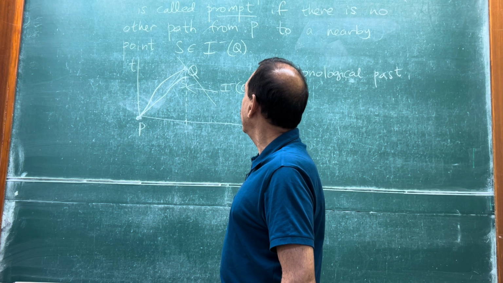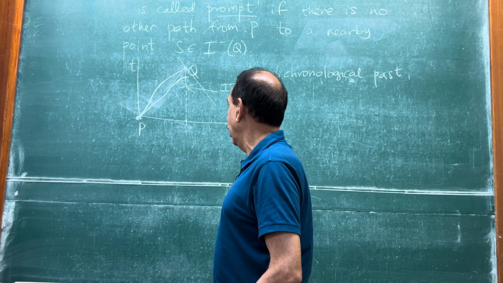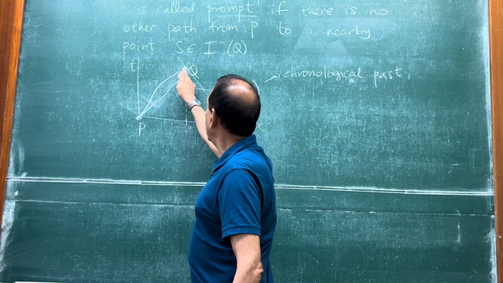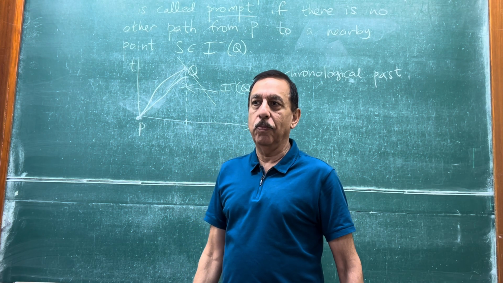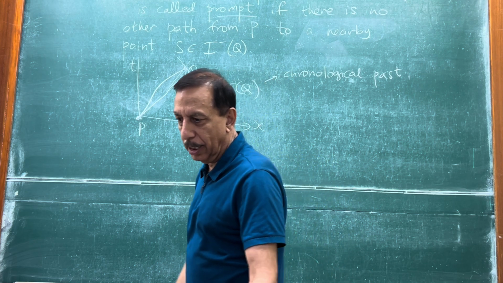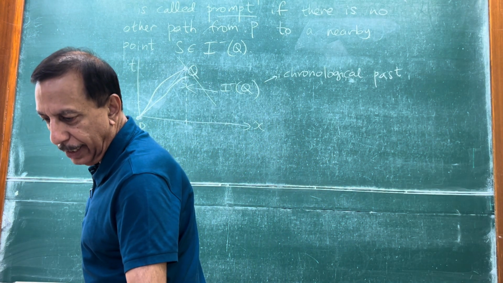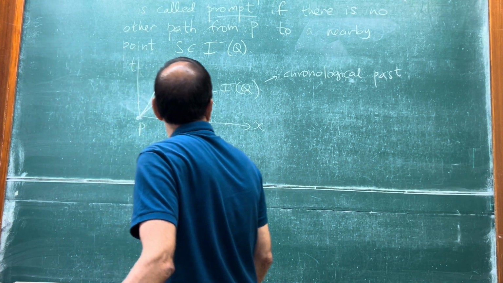Okay, so that's for time-like paths. But if P to Q was a null geodesic, then it's very surprising that it may be non-prompt. That's my point. And let's try to show that this actually can happen.